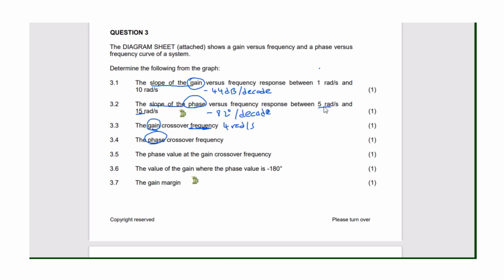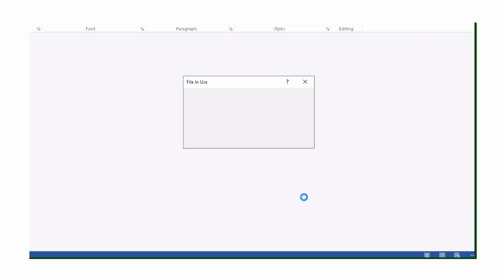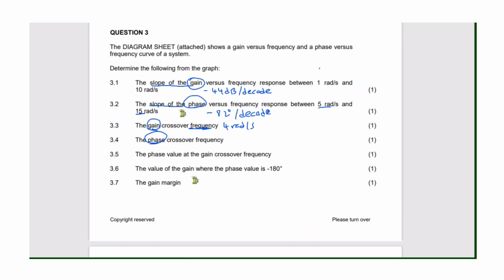Phase crossover frequency. Frequency when phase is minus 180. So here's minus 180. We have 2 graphs, but remember phase is this one. Where's minus 180? It's this one. It looks like it's exactly between 10 and 15. So we'll call that 12.5. 12.5 rad per second.